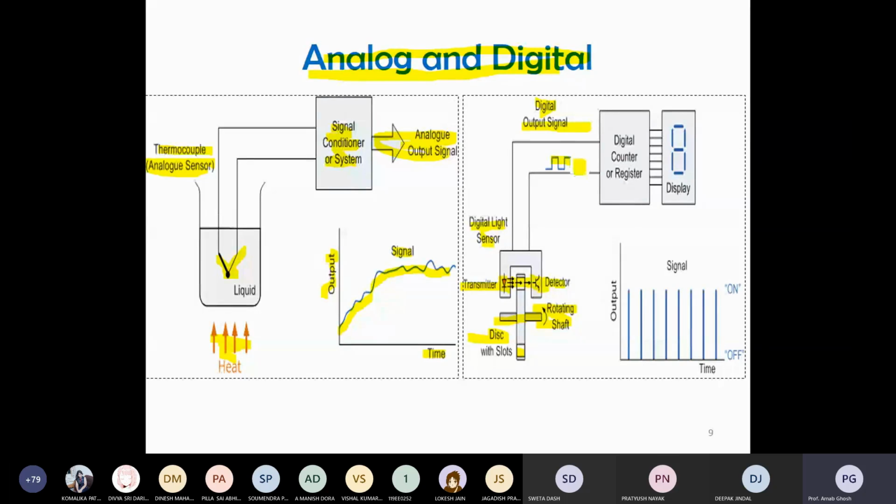A pulse width signal. So this is the digital output signal, and a digital counter and register are there, which may be responsible for converting that signal to your digital display. Here your output is a discretized signal. When it is on, you will get signal. When it is off, you will get zero signal. So it is the output against time configuration. You are able to get a discrete signal here.